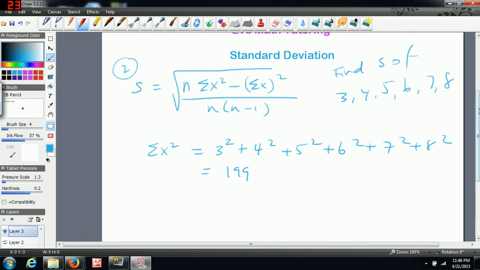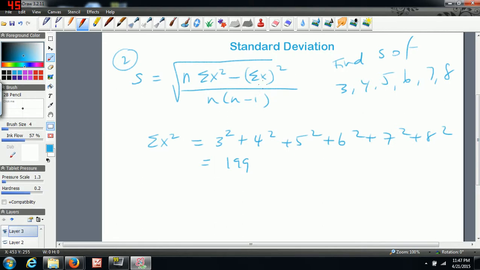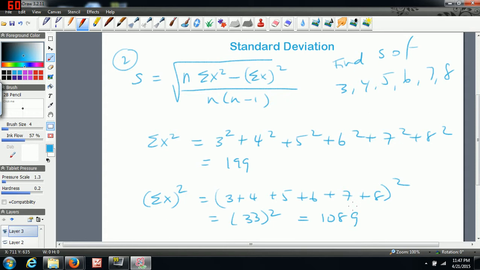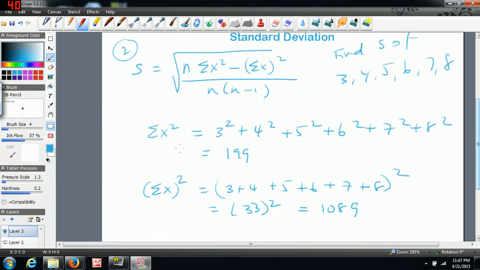And then over here you have the sum of x all squared. So in that case, you want to find the sum first and then square your answer after. So you're going to add everything up first, and then square that answer. So we get 33 and we square it, and now we get 1089. So as you can see, this is not the same as this, okay? So these are two different numbers. So once you find those two, you can just go ahead and plug them into the calculator.